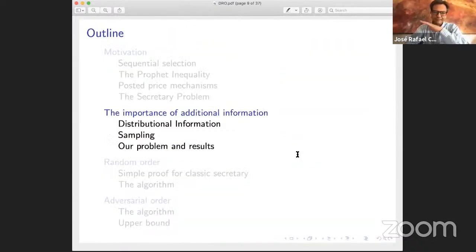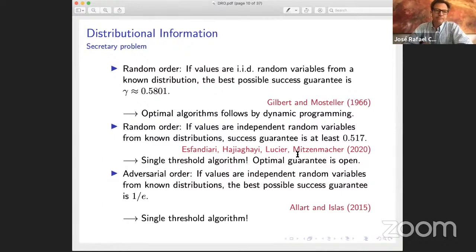So what if we have distributional information? There is this paper that, once you have thought about the secretary problem, a very natural question is to say, so what about the case in which the values, instead of being adversarial values, like whatever, arbitrary values, are samples from some distribution? And this was a question that was answered by Gilbert and Mosteller in '66. They look at the secretary problem again, and they say, now the values are IID samples from some known distribution.